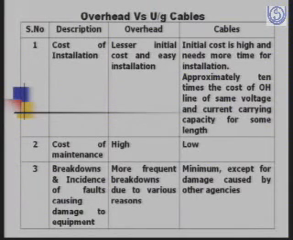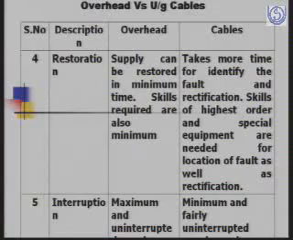Then the cost of maintenance is high in an overhead line and low in cables. Breakdowns and incidence of faults causing damage to equipment are more frequent in overhead lines, and minimum in cables except for damage caused by other agencies. Restoration: supply can be restored in minimum time in an overhead line, and the skills required for restoration are also minimum.